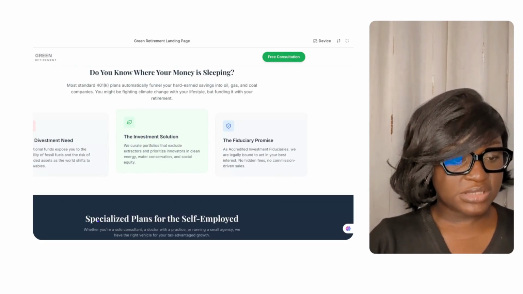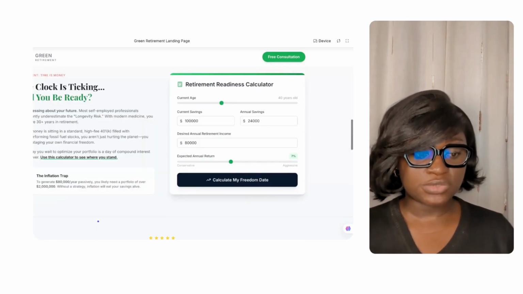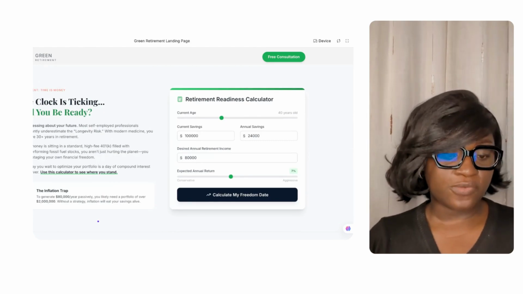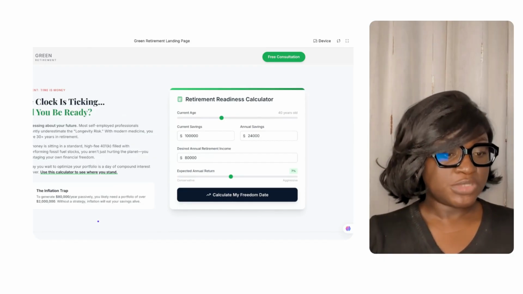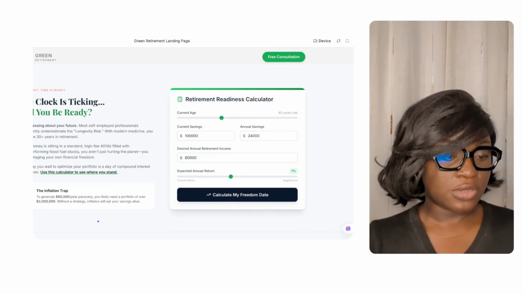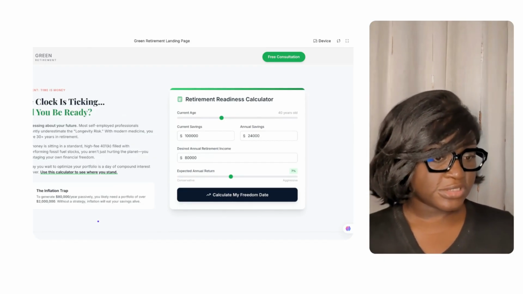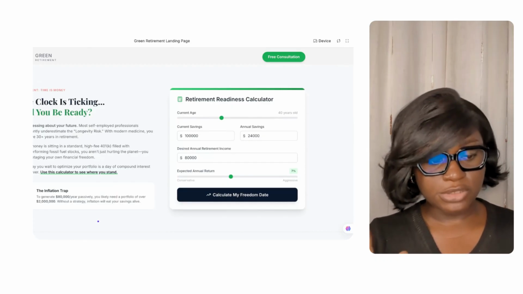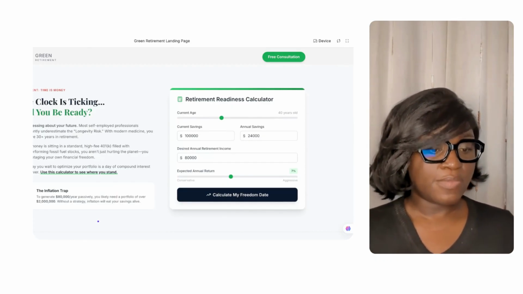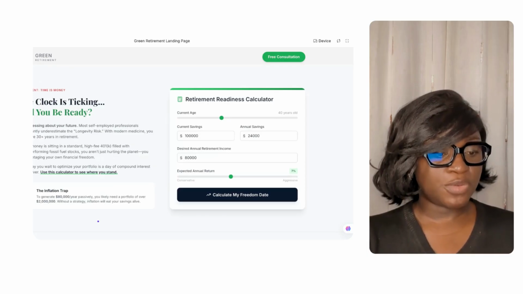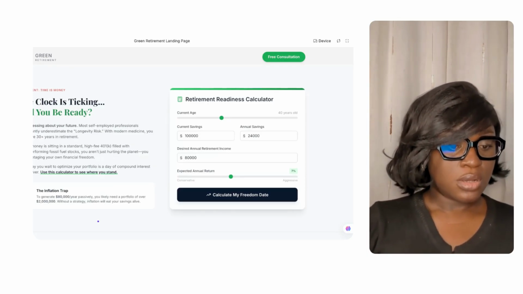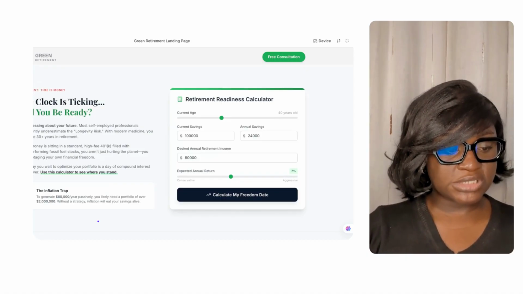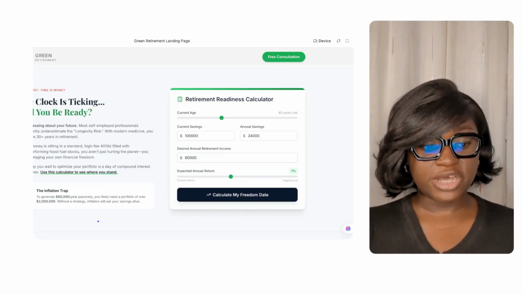So for this service, which is retirement planning for self-employed professionals, we created a retirement readiness calculator, which basically tells them: your clock is ticking. Will you be ready for retirement? Stop guessing about your future. Most self-employed professionals significantly underestimate the longevity risk. With modern medicine, you could live 30 plus years in retirement.